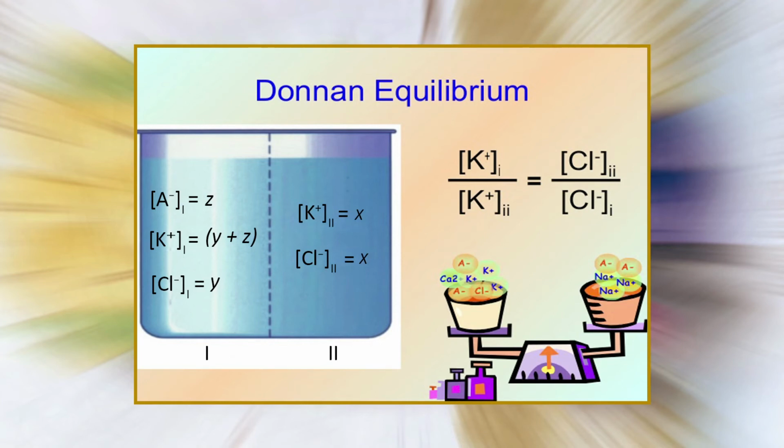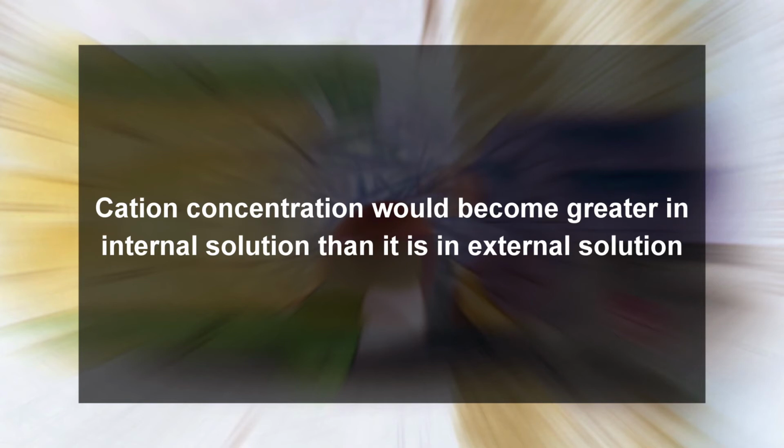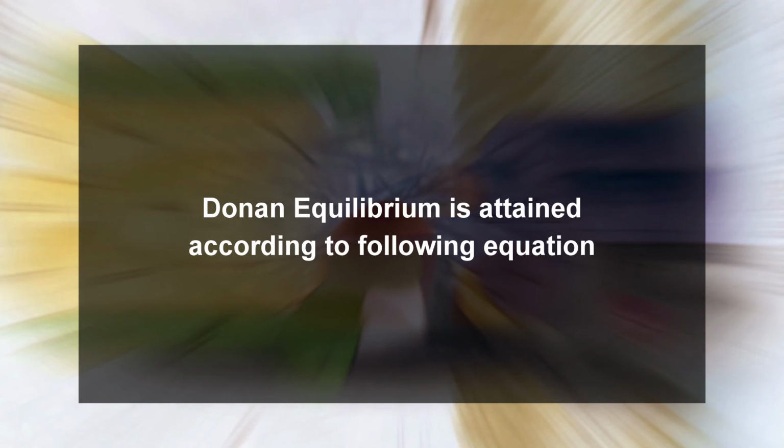Now, if the membrane is freely permeable to the cations and anions in the external solution, an equal number of the cations and anions from the external solution will diffuse across the membrane until an equilibrium is established. Normally, this equilibrium would also be electrically balanced. However, additional cations are needed to balance the negative charge of the fixed anions on the inner side of the membrane. Therefore, the cation concentration would become greater in the internal solution than it is in the external solution. When the product of the anions and cations in the internal solution is equal to that of the anions and cations in the external solution, Donnan equilibrium is attained according to the following equation.